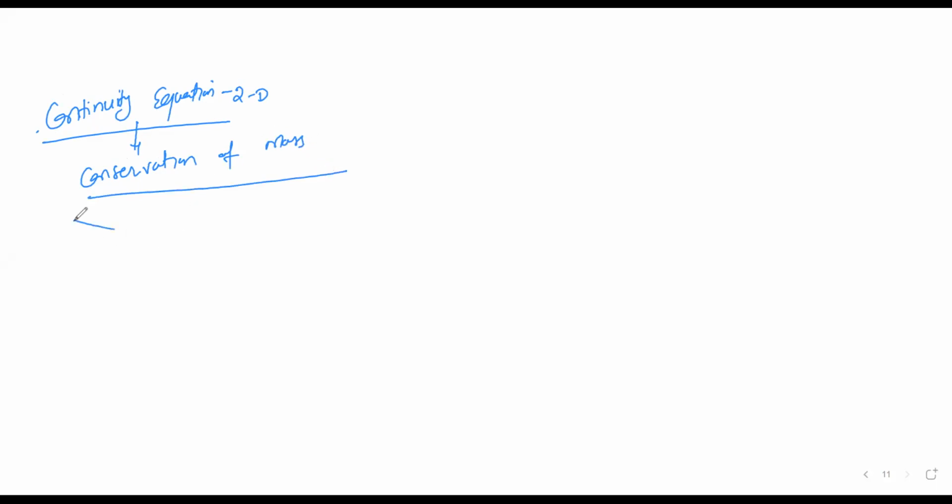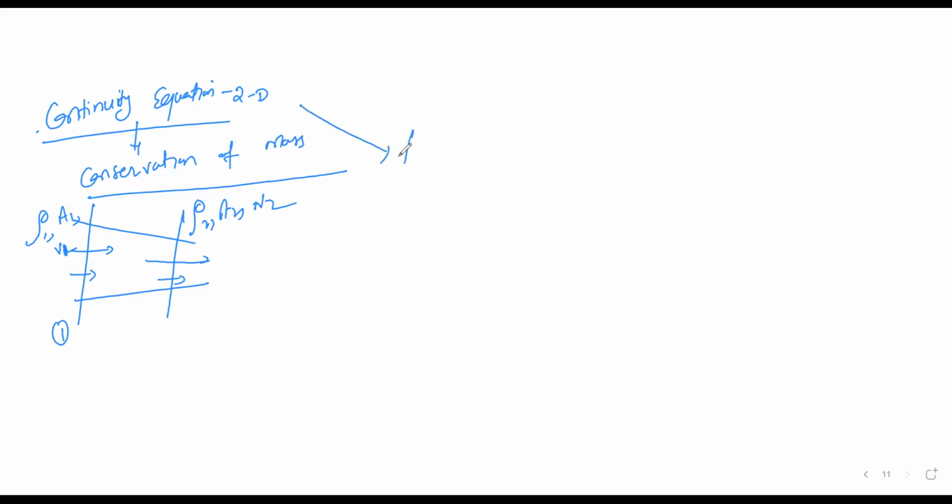If I'm assuming that, let's say the nozzle is here, and this is section 1 and this is section 2, and the fluid particle is moving here, having density at this point rho1, area a1, and the velocity v1 at section 1. Similarly, rho2, a2, v2 at section 2.